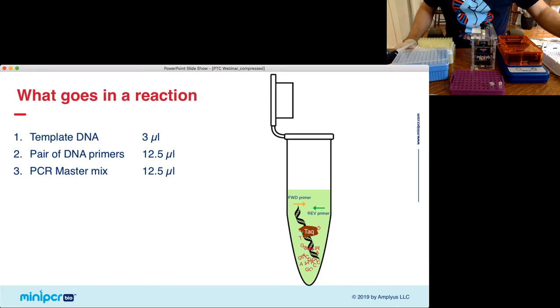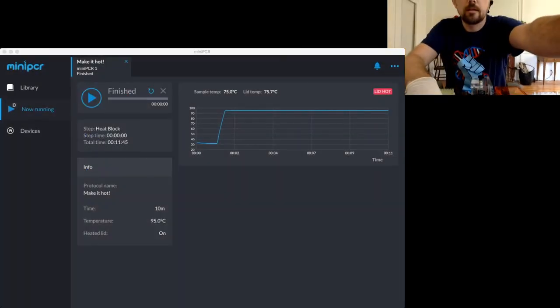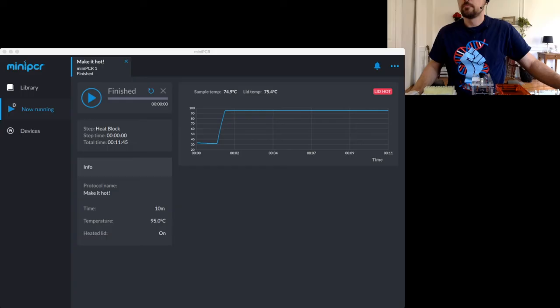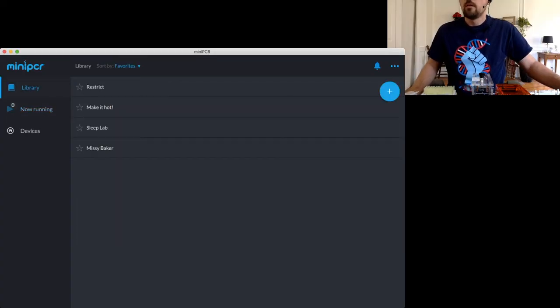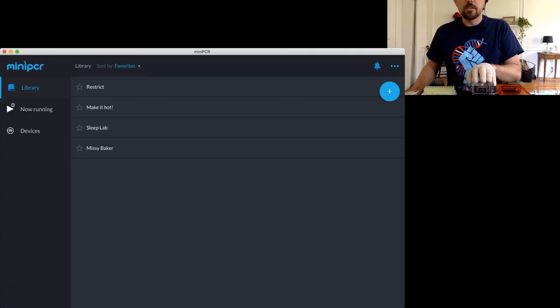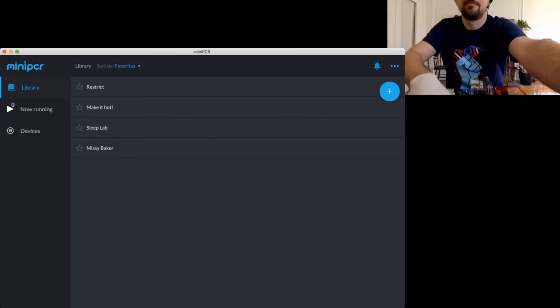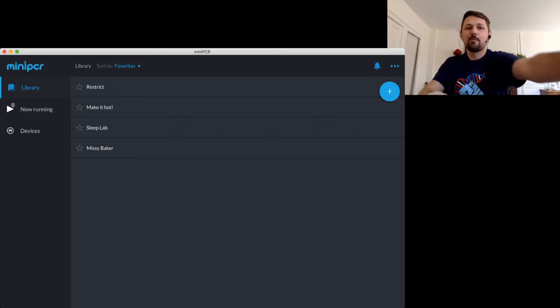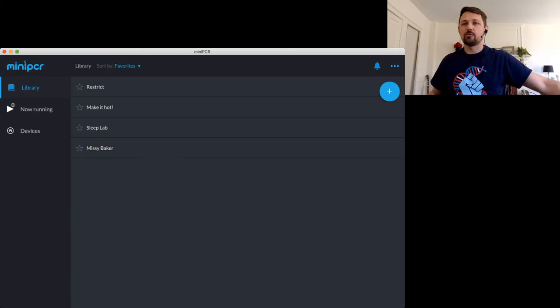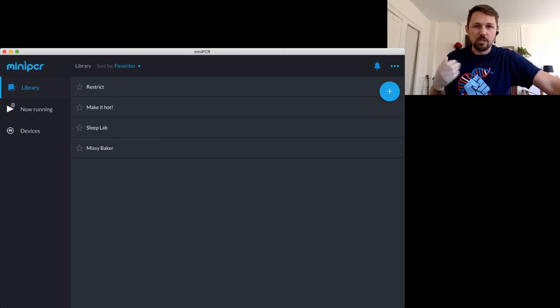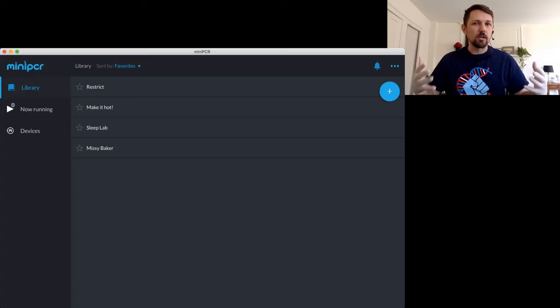All right, so next I need to program my miniPCR machine. So this is the program. This is the software for this machine. It runs off of a smartphone, a Mac, a PC, basically any device, Android. I'm running off a Mac right now. One of the nice things about these machines is that you can program them yourselves and you can see it running right in front of you.